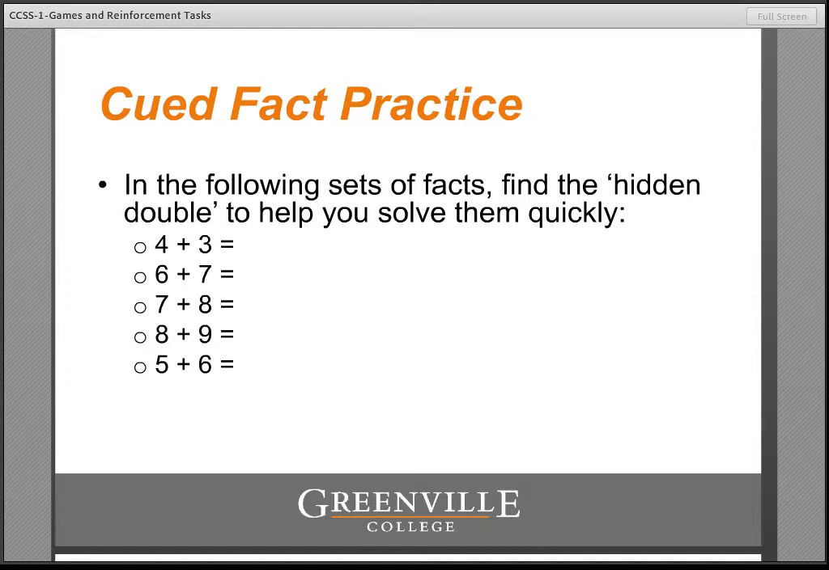Now, you can model this on a smartboard too before they actually do it, so that you can do a think aloud for how you're noticing a hidden double or what hidden double could be there. Or does somebody else see a different hidden double? So for example, with 4 plus 3, you might think of it as 3 plus 3 plus 1, or you might think of it as 4 plus 4 minus 1.